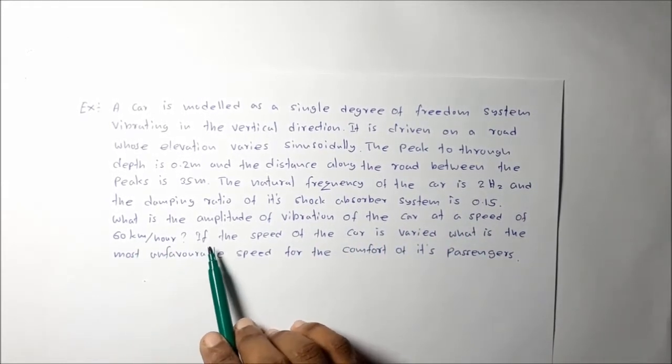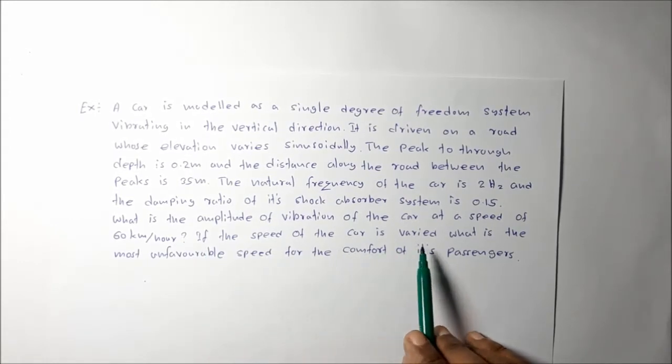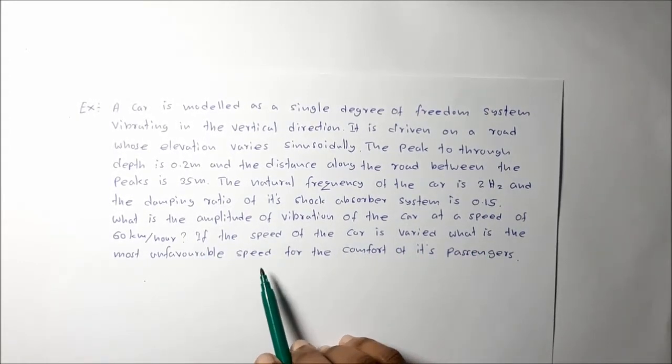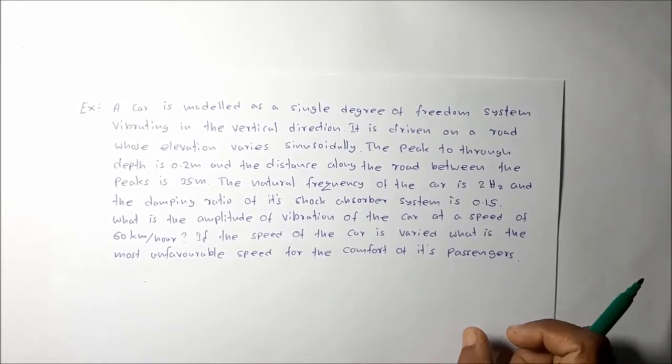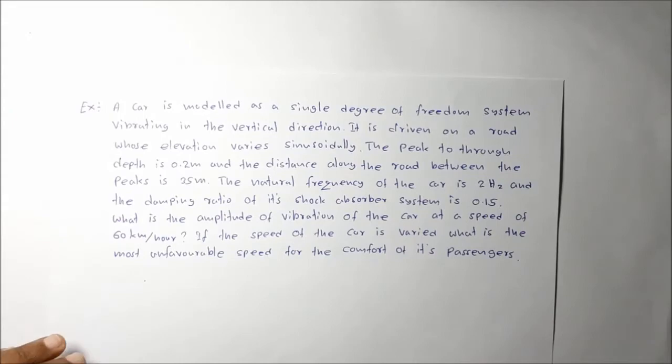The problem is asking this. Then the second part: if the speed of the car varies, what is the most unfavorable speed for the comfort of its passengers? Okay, this is the problem. Let's see how to solve it.